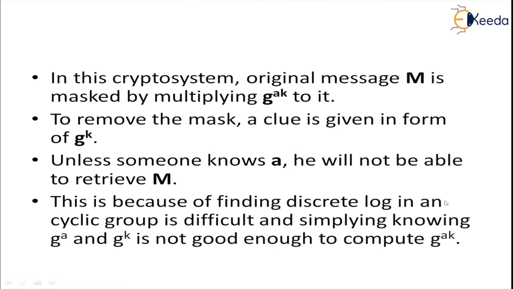Next, in this cryptosystem, the original message m is masked by multiplying g raised to ak to it. Then, to remove the mask, the clue is given in the form of g raised to k. Unless someone knows a, they will not be able to retrieve the message m. This is because finding the discrete logarithm in a cyclic group is difficult, and knowing g raised to a and g raised to k is not good enough to compute g raised to ak.